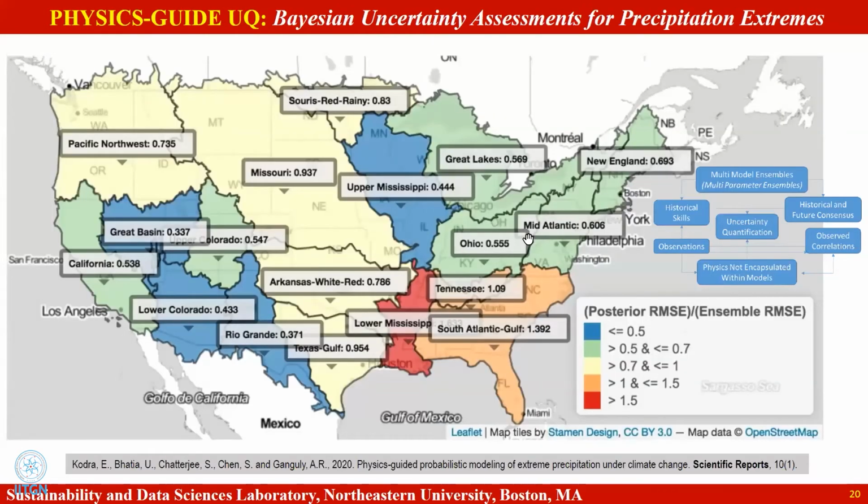And finally, we get to physics guided. So here is an example of physics guided uncertainty quantification. And you can look at this paper, which has just been published in Scientific Reports, where Evan Kodra, one of my former PhD students, and Udit Bhatia, about whom I spoke, are all authors.